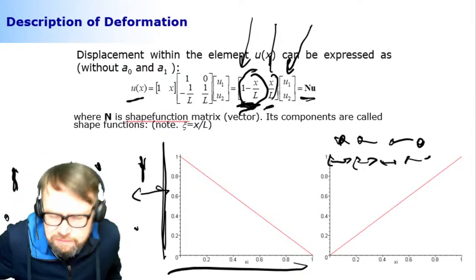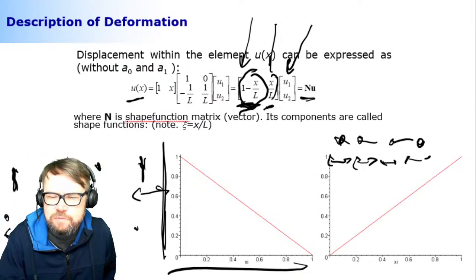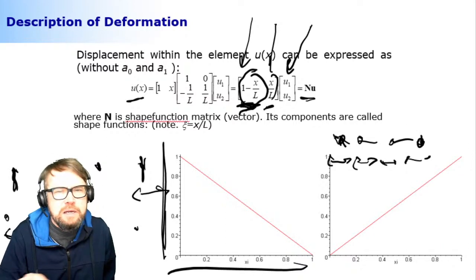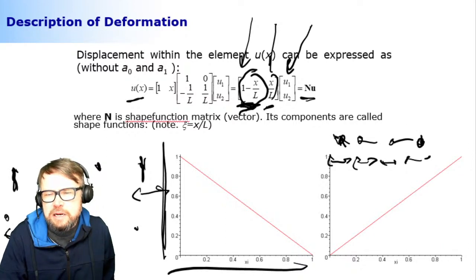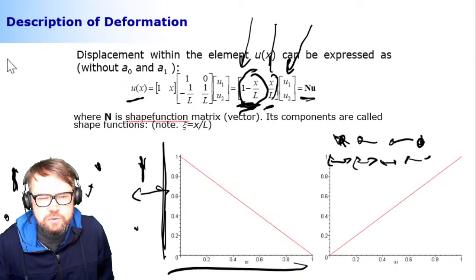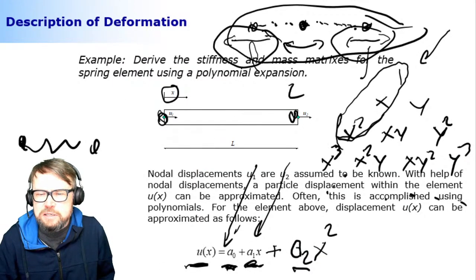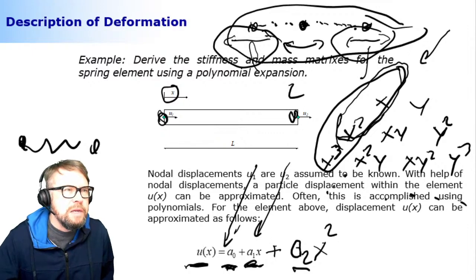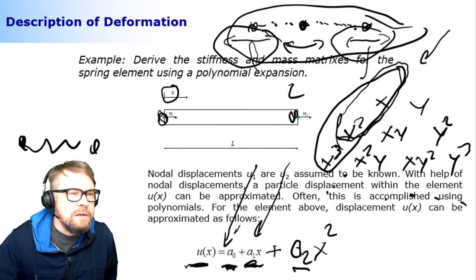But anyways, if you have 4 nodes, 2 boundary nodes and 2 internal nodes, that would mean that you need to select 4 polynomial components from your Pascal's triangle. And Pascal's triangle, if we go back here, would be this. So you would need these components.